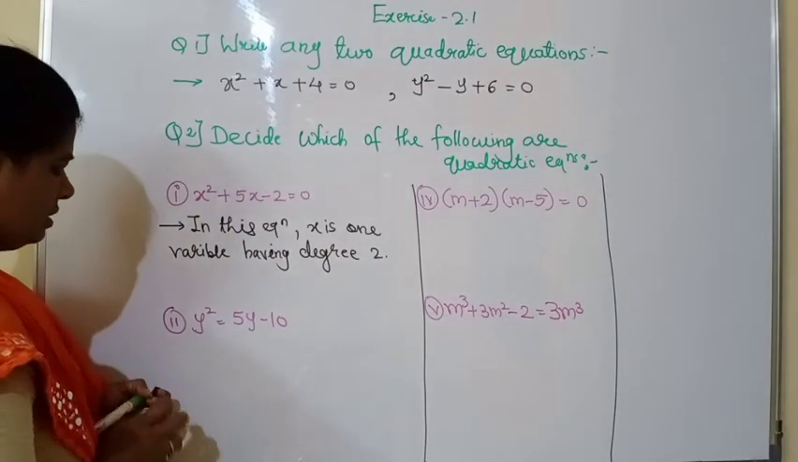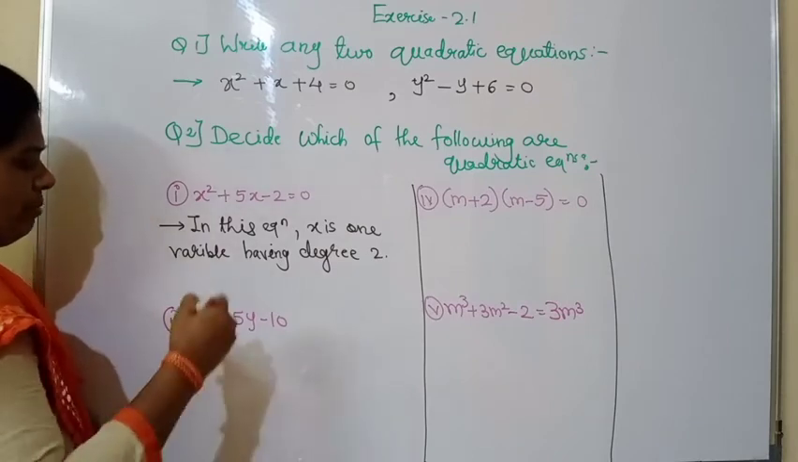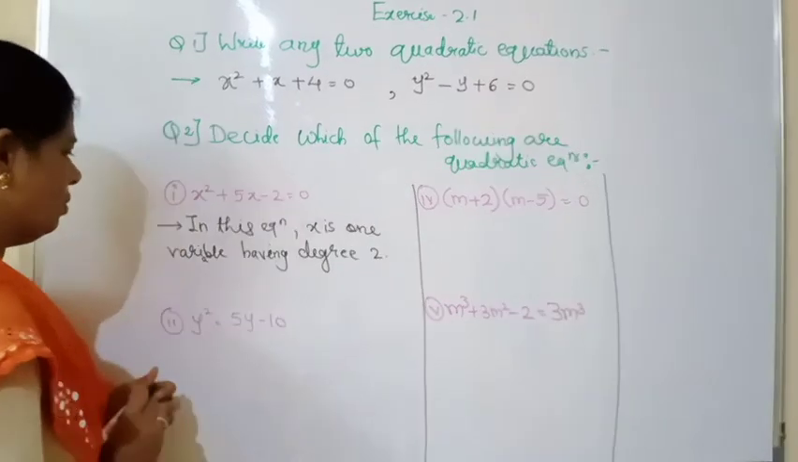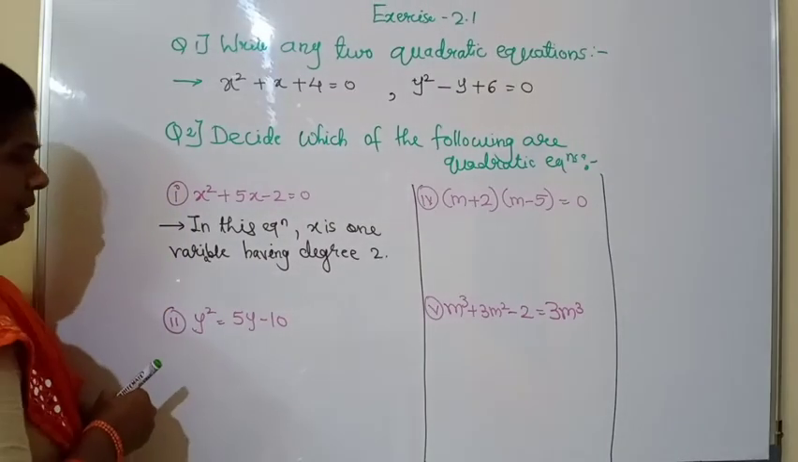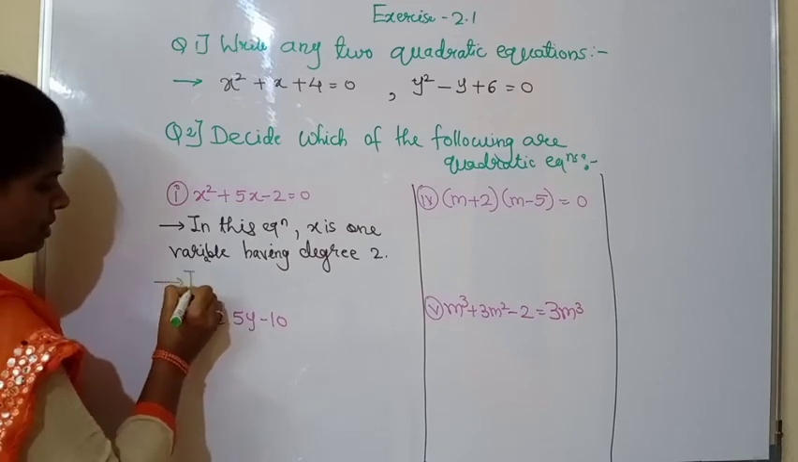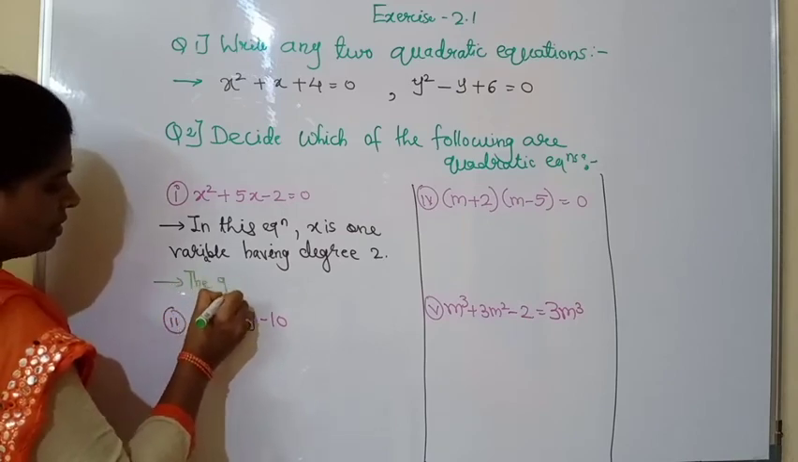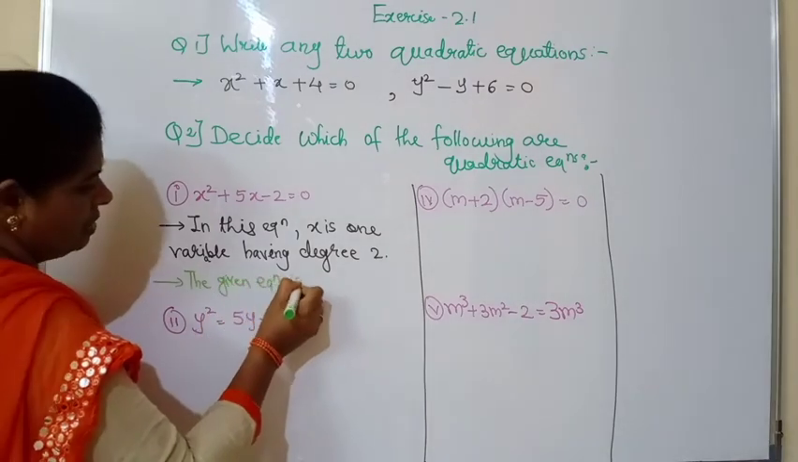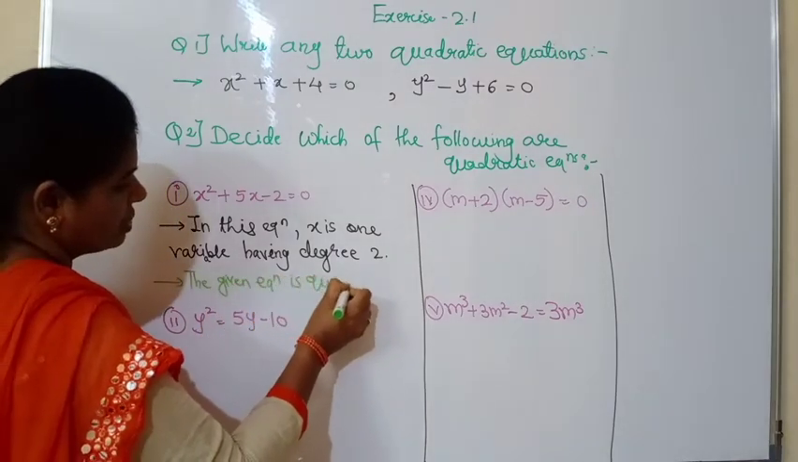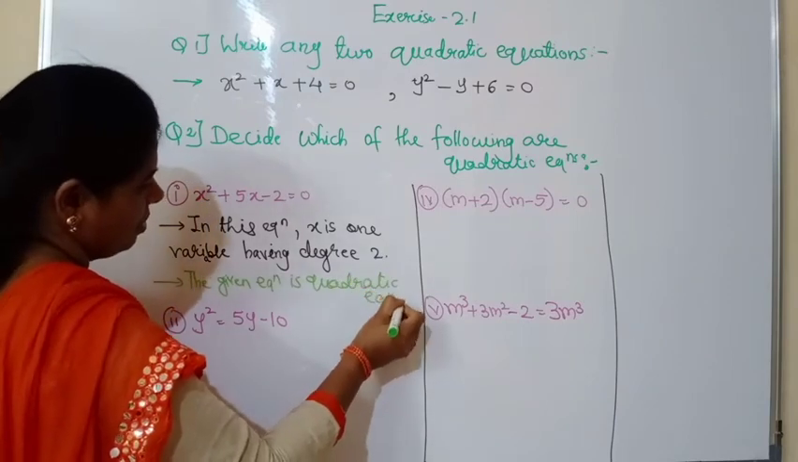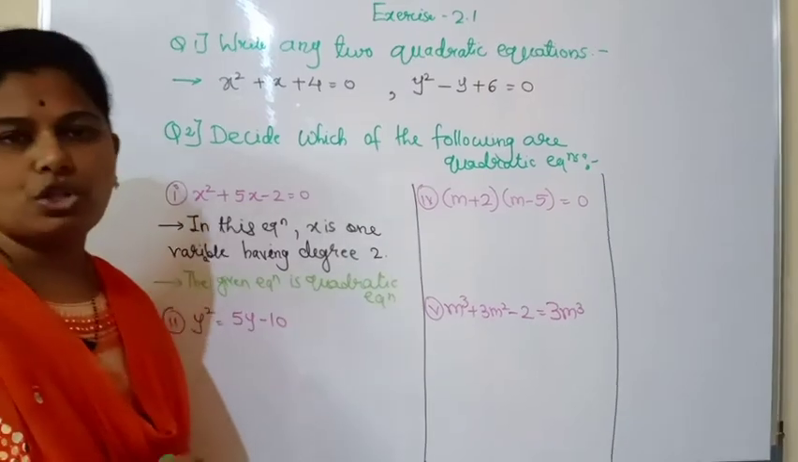I'll just correct the spelling of variable here. So now, as this equation has x variable with degree 2, the given equation is a quadratic equation. Now we will move towards question number 2.